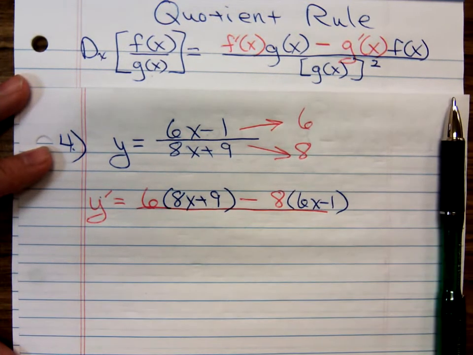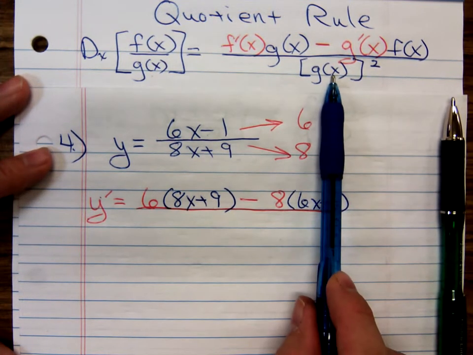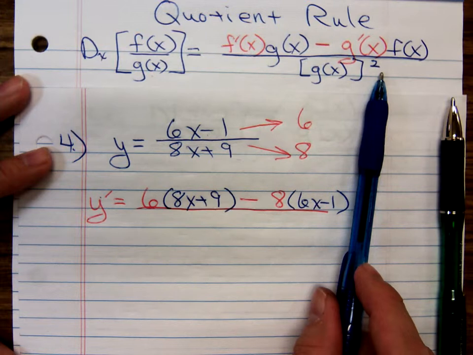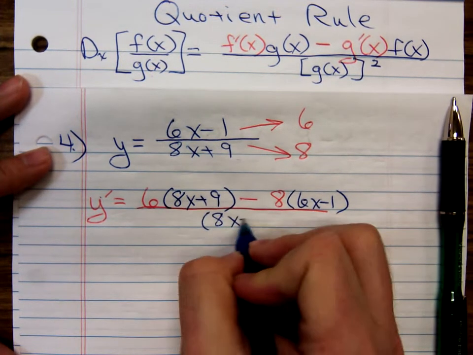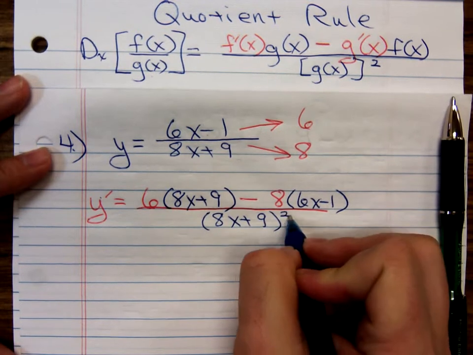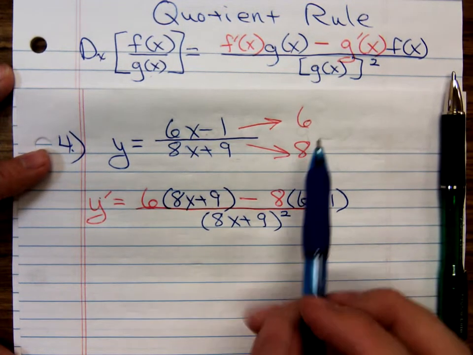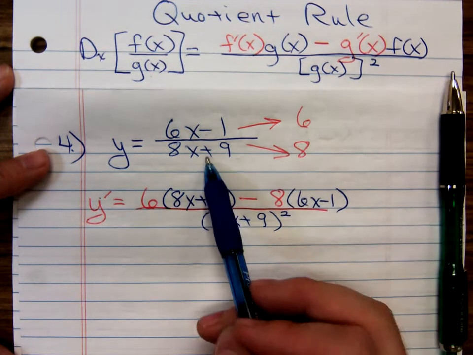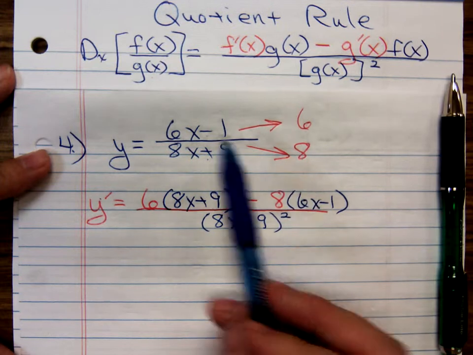The denominator, you just take the original denominator and square it. The original denominator is 8x plus 9, and you square it. The derivative of the numerator times the denominator minus the derivative of the denominator times the numerator.